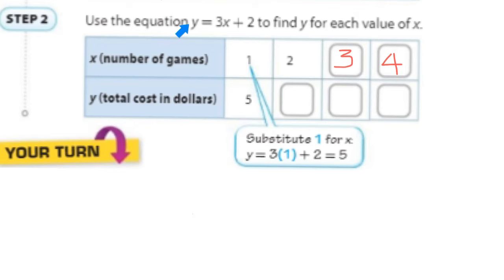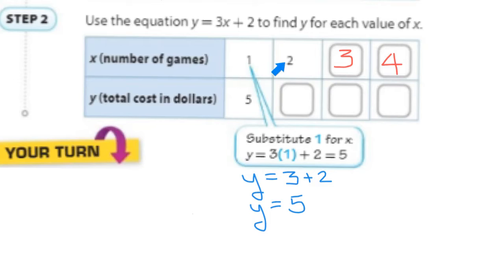Using the equation y equals 3x plus 2, we're going to find y for each value of x. You can see on the first problem where they gave us a 1, they replaced x with 1 and completed it. They don't show you all the steps. So they did y equals 3 times 1 is 3. We still have plus 2. And then y equals 3 plus 2, which is 5. You can see they put the y equals 5 right here.